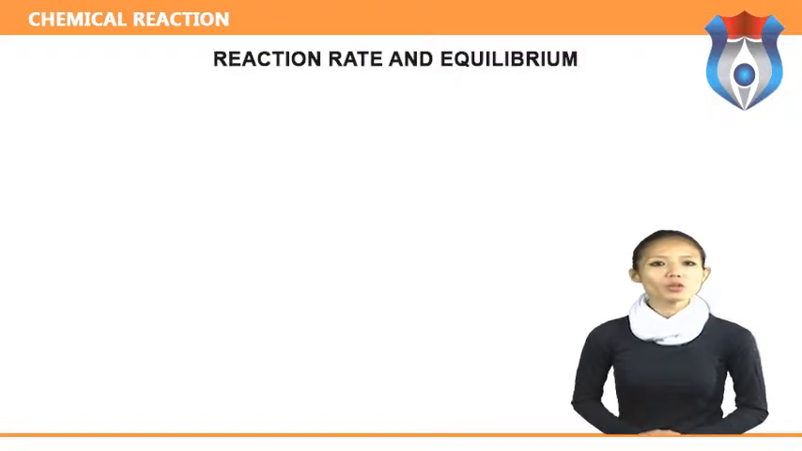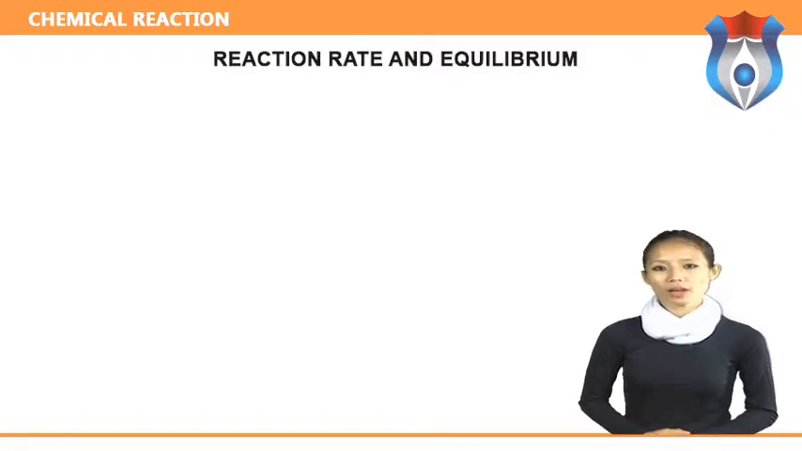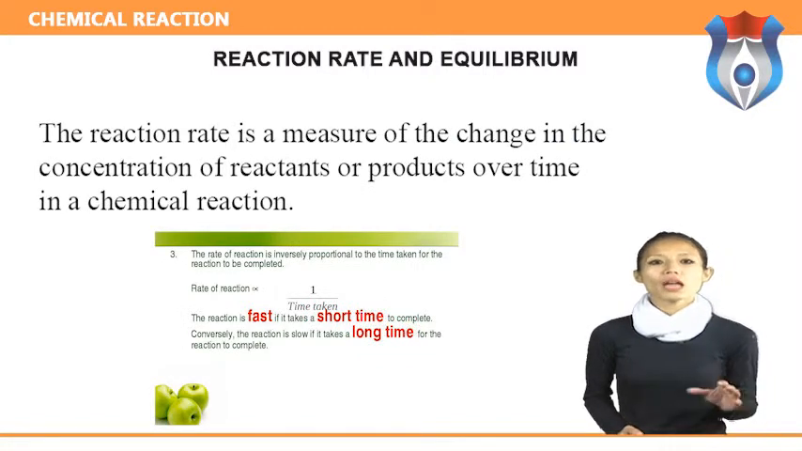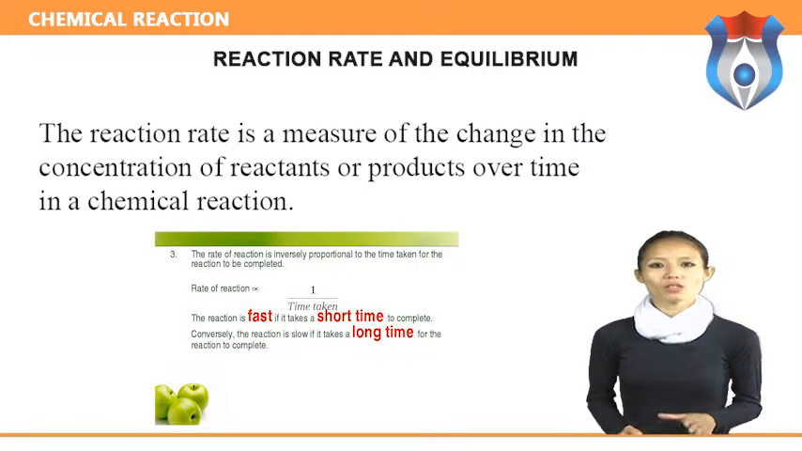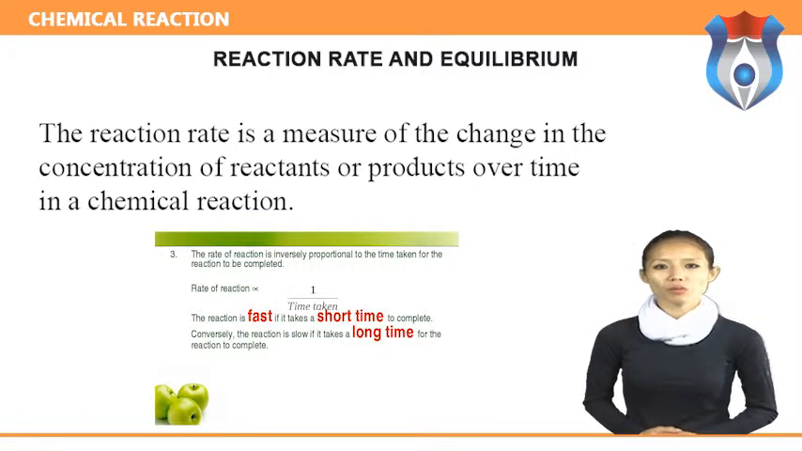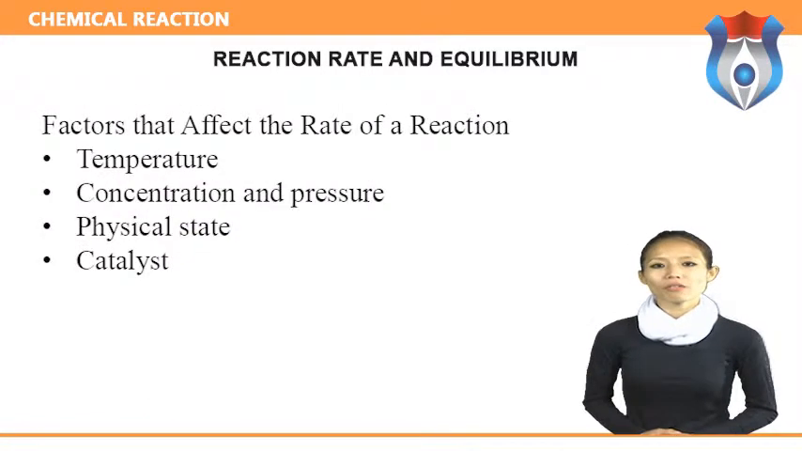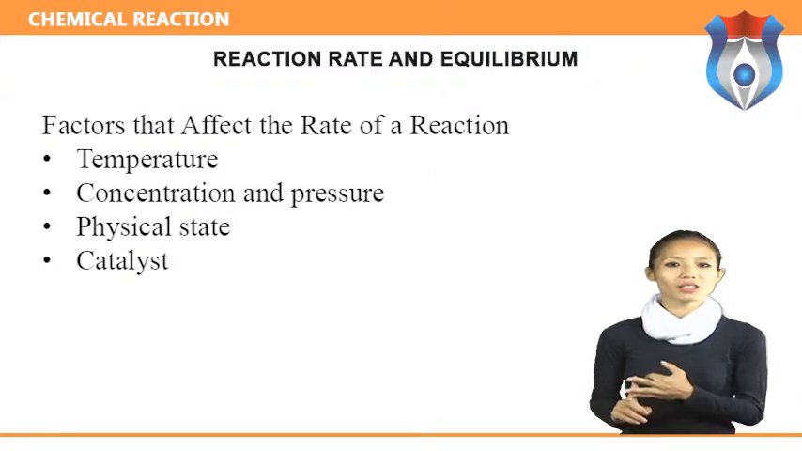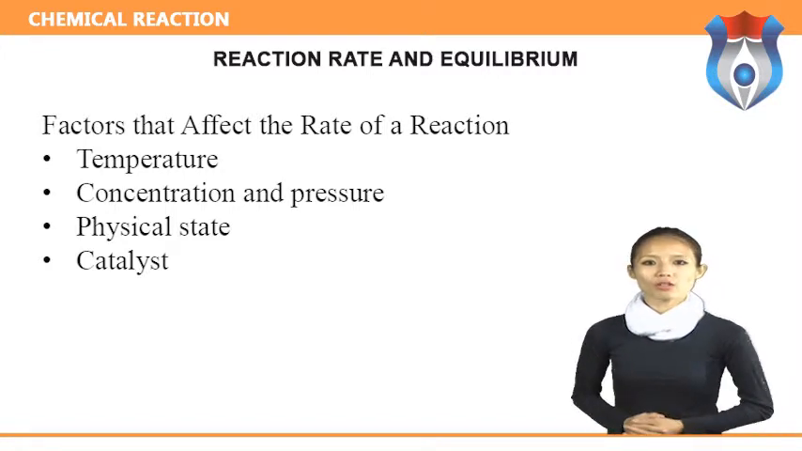Now coming over to the last topic of our lesson, rate of reaction. The reaction rate is a measure of the change in the concentration of reactants or products over time in a chemical reaction. There are four basic factors that can affect the rate of a chemical reaction: temperature, concentration and pressure, physical state, and catalyst. Let's talk about each now.